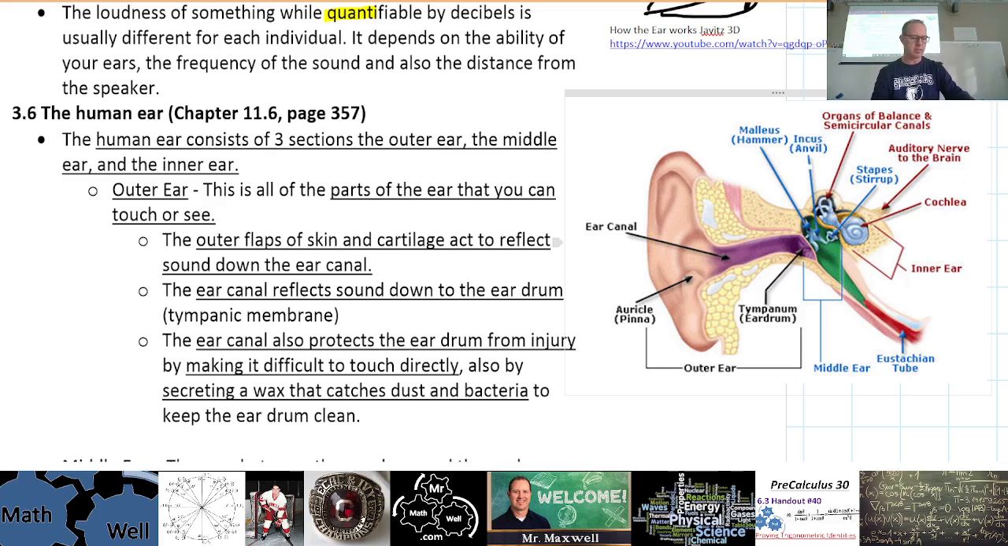The human ear consists of 3 sections: the outer ear, the middle ear, and the inner ear. Okay, so as far as our blanks go, it's going to be outer ear, and roughly the outer ear is basically your earlobe and some of your ear canal. Okay, so here's the outer ear.